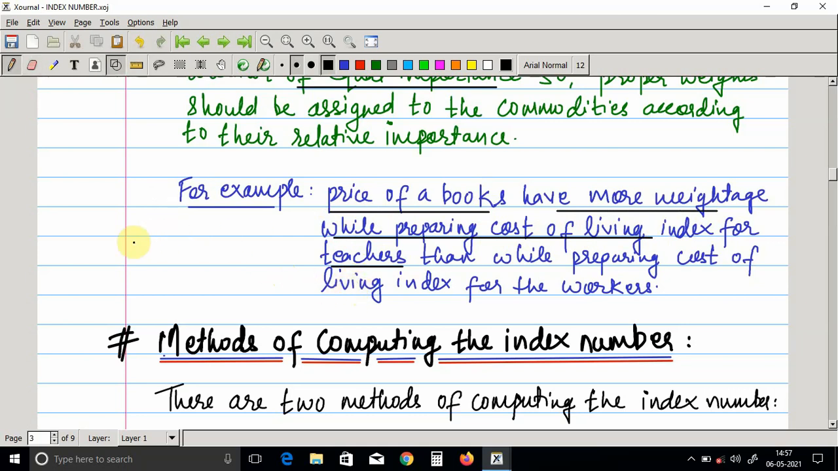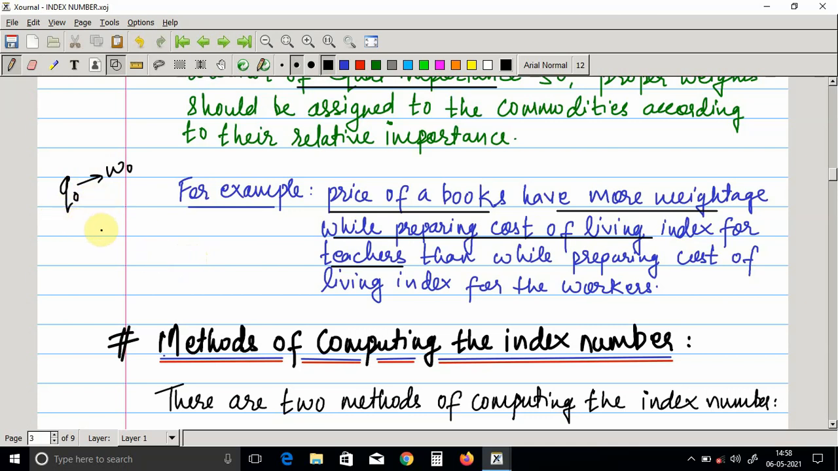This is very obvious, and how will you know that books are very important in teachers' lives? Just by looking at the number of books teachers are purchasing. So it is directly or indirectly connected with quantity. I'm connecting quantity with weightage. If some commodity is important for you, you always purchase that commodity in larger numbers. So that number purchased is going to be the weightage for you.